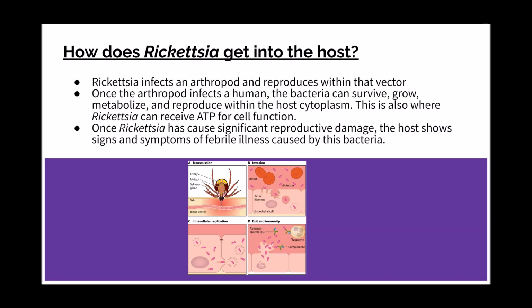So how does Rickettsia actually get into the host? The bacteria infects an arthropod, which can be a tick, lice, flea, or mite that acts as a vector. The arthropod then infects a human and reaches the host cell. The bacteria can survive, grow, metabolize, and reproduce within the host cytoplasm. This is also where Rickettsia can receive ATP for cell function. Once the bacteria has caused significant reproductive damage, the host develops an illness.